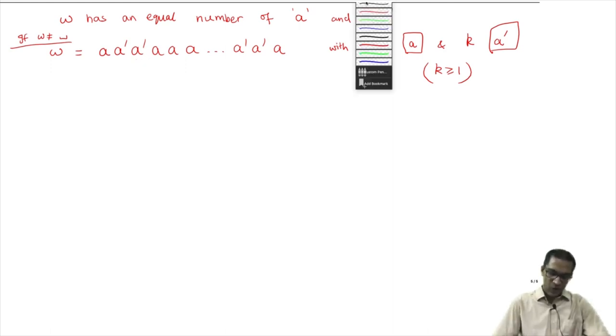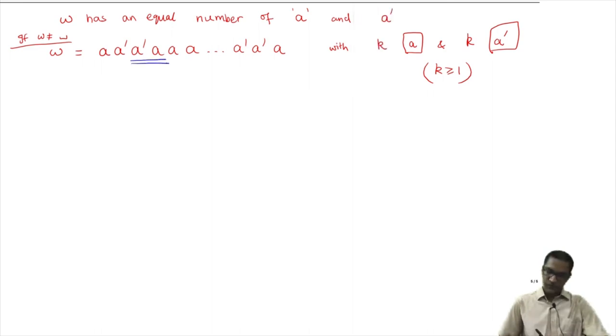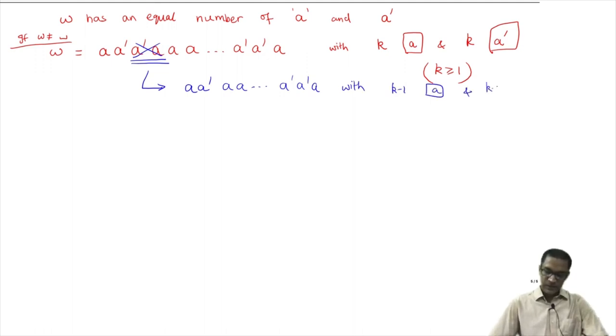It could be a prime or a prime a. So let's do this for example. So find a place where I have a prime a, and using the basic rewriting rule, I get rid of that entirely. Okay, so from this I can form another word in which, using a single basic rewriting rule, I have been able to find another word which still has an equal number of a's and a primes, but that number has come down by 1. It's k minus 1 a's and k minus 1 a primes.